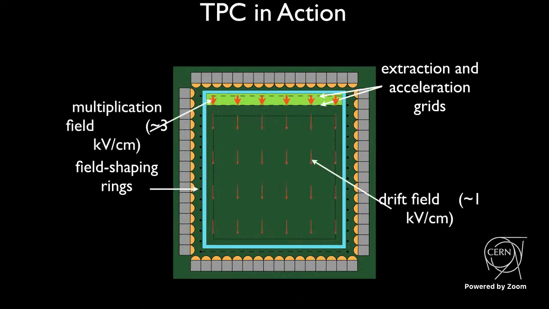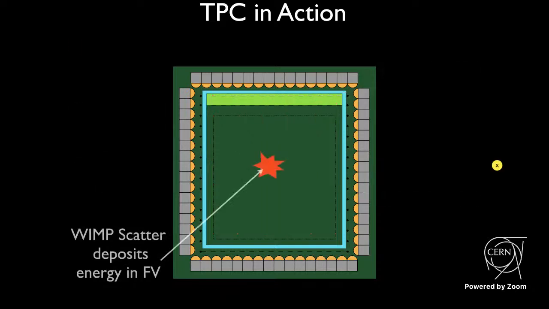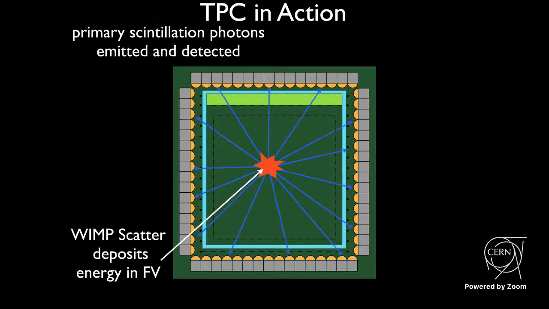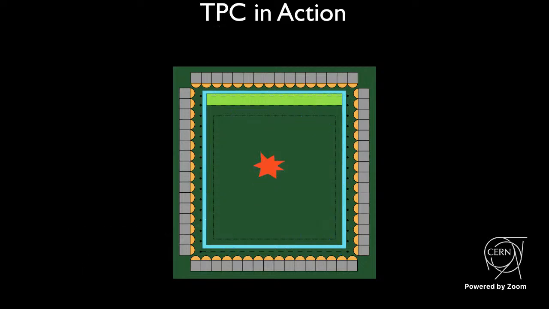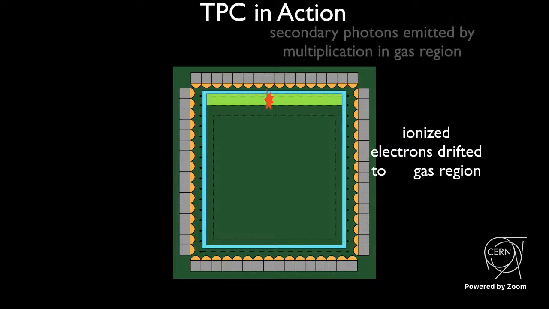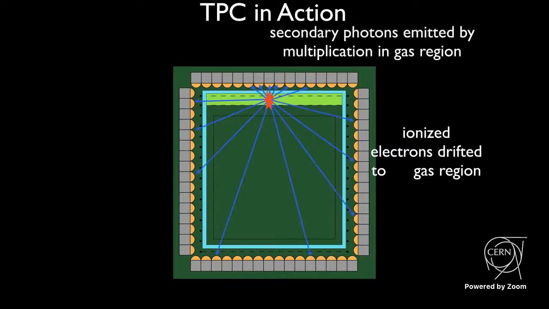So you have, anyhow, in the scheme, a drift field, and a much stronger field in the region of the ullage at the top of the chamber. When you have a WIMP scatter, you get the first scintillation light, which is spread essentially uniformly across the entire detector. And then you have the ionized electrons that move up in the ullage and give a signal which is clustered on the top layer of detectors.